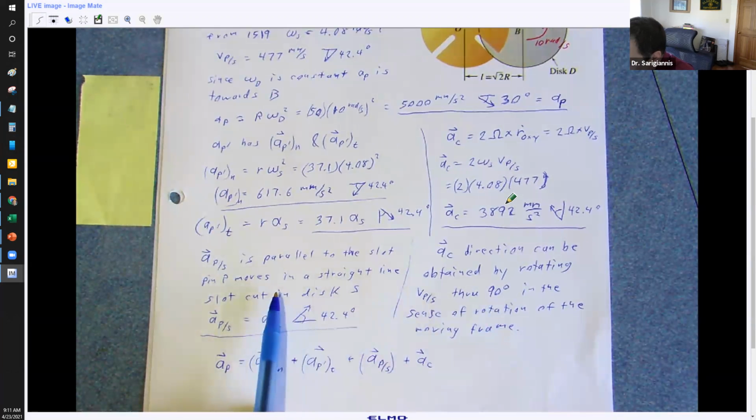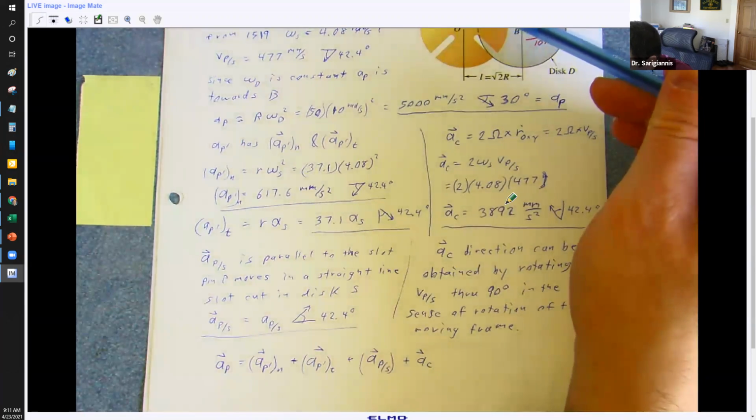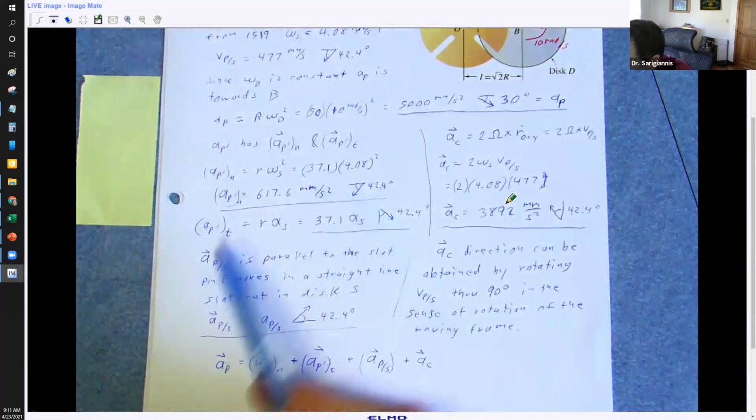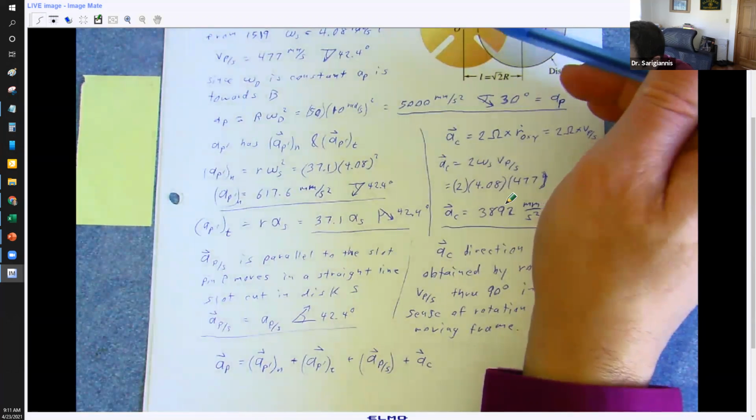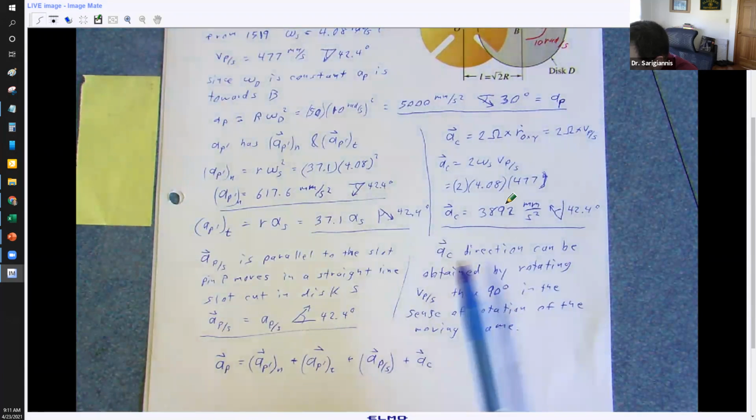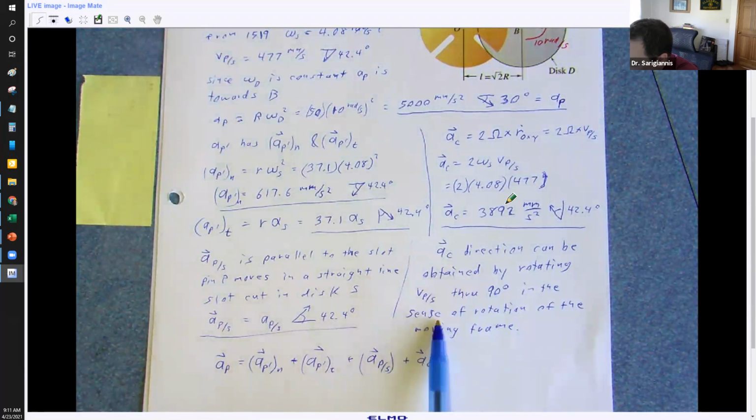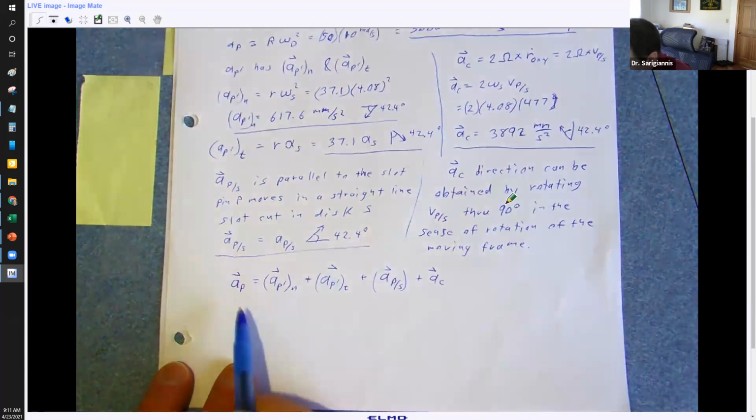We made some comments on how A of P with respect to S is parallel to the slot, and pin P is moving in a straight line, right? The slot cut into disk S is a straight line. So the acceleration of P with respect to S looks like it's just moving in a straight line if you're an observer on S. So this is the acceleration of P with respect to S. And then the Coriolis, oh yeah, the Coriolis direction, that's how you got that. So we can put these terms together now. This is where I left off. So let's just plug these terms in.